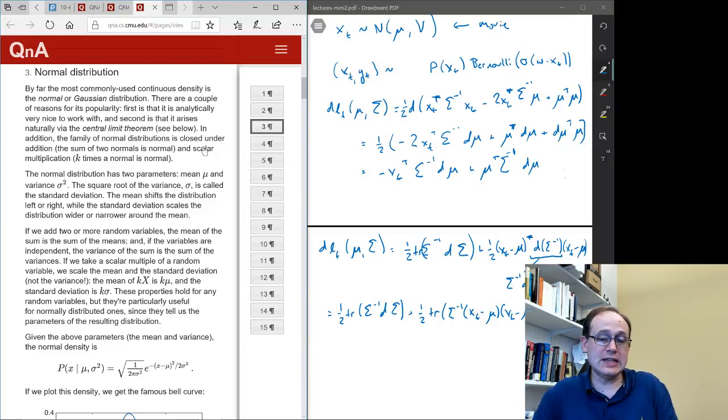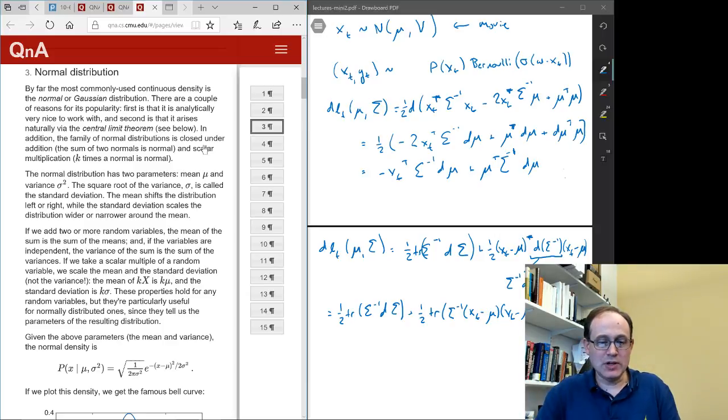So one of the reasons that normal distributions are analytically tractable is that they're closed under addition and scalar multiplication, meaning if you add together two random variables, each of which follows a normal distribution, their sum is another random variable which also follows a normal distribution. Same thing with scalar multiples. So if the random variable x is normally distributed, then so is 3x, so is 5x, and so forth.